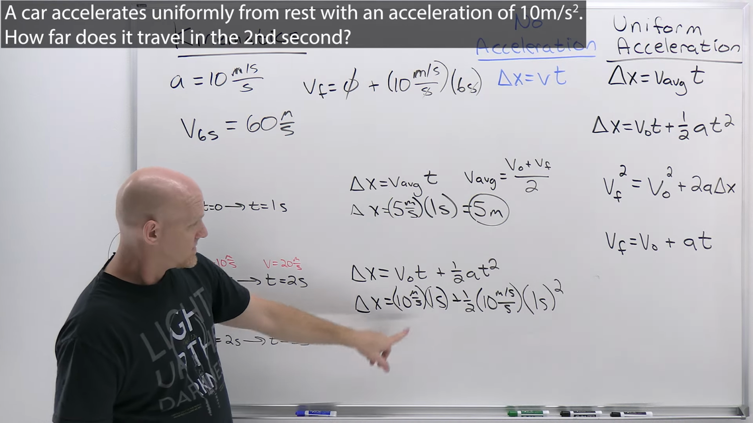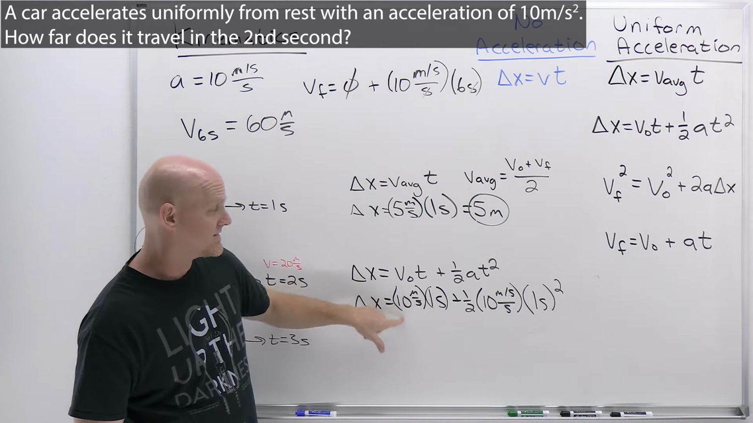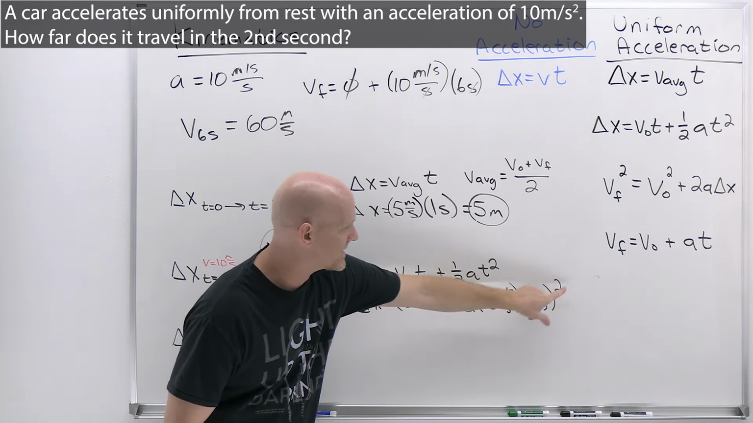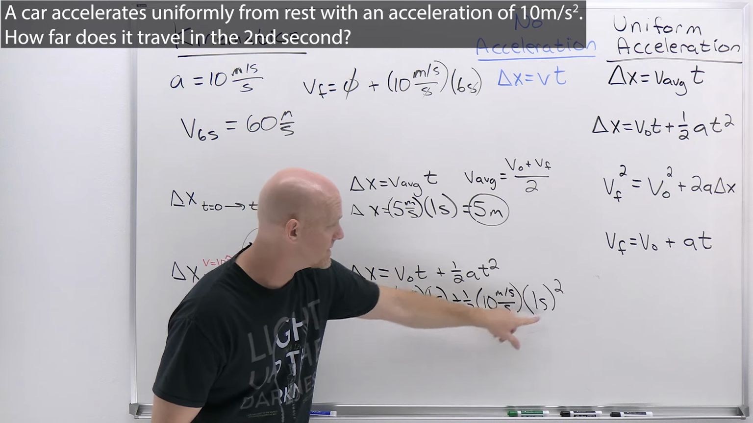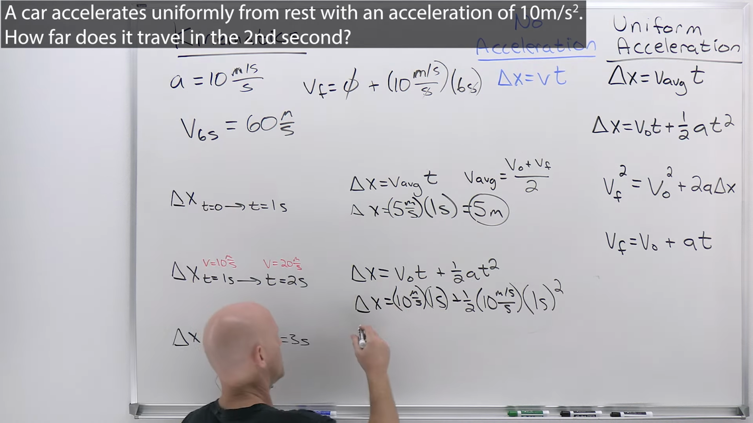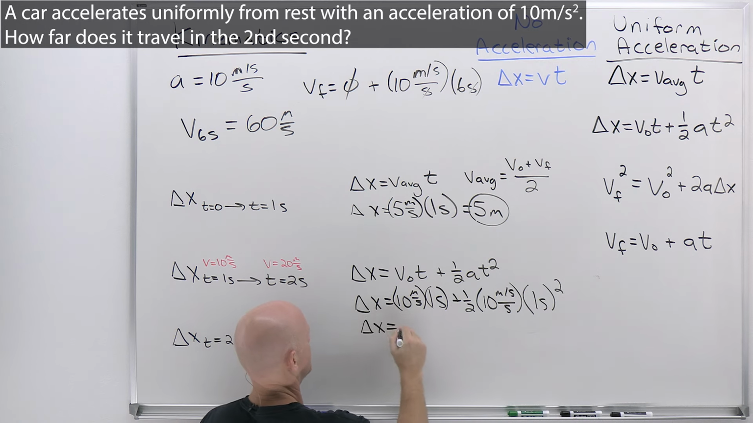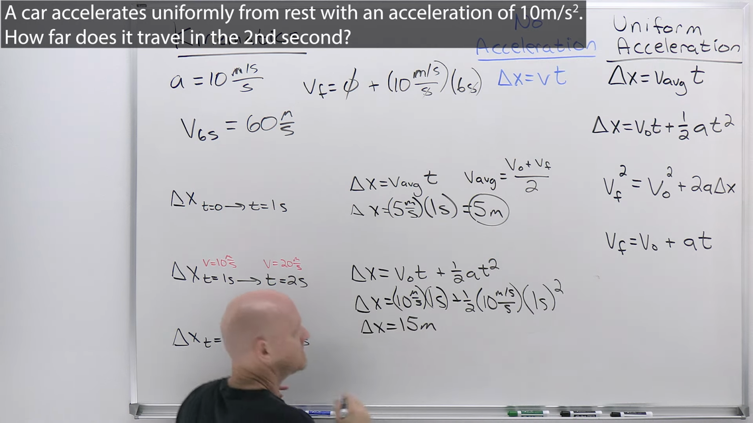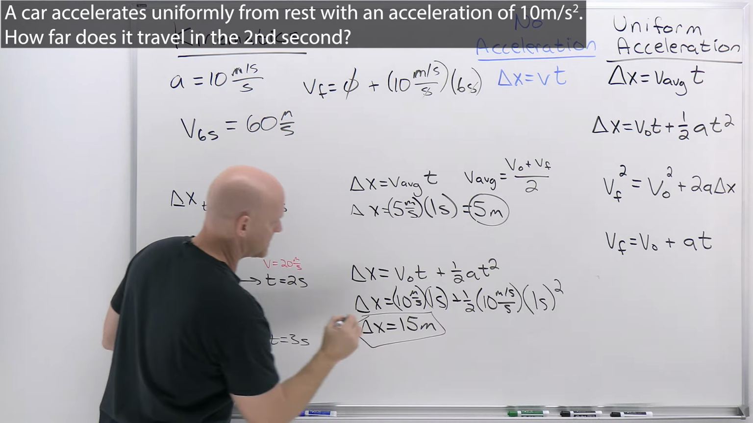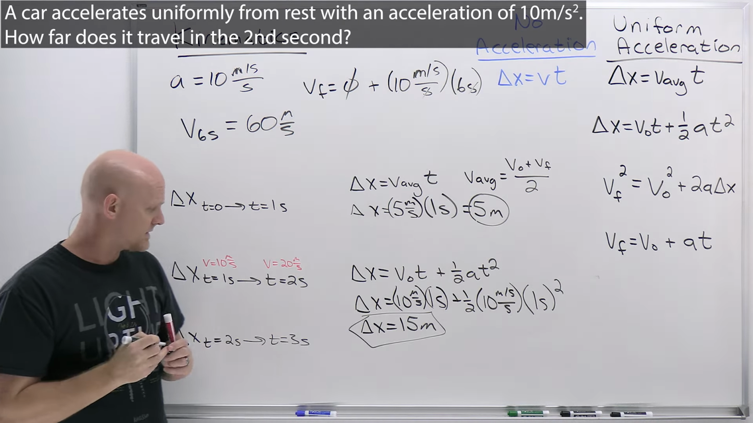So let's work this out. Notice 10 meters per second times 1 second, that's 10 meters. And then 10 meters per second per second times 1 second squared is also going to come out to 10 meters. Then times 1/2 is 5 meters. 10 meters plus 5 meters gets us 15 meters, one other way of getting our answer. So more than one way to skin a cat, so to speak.